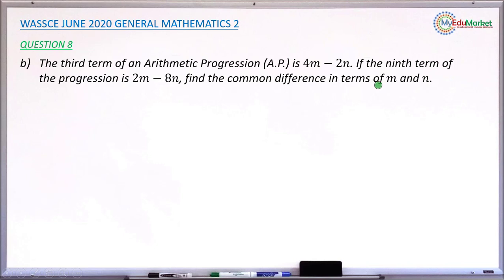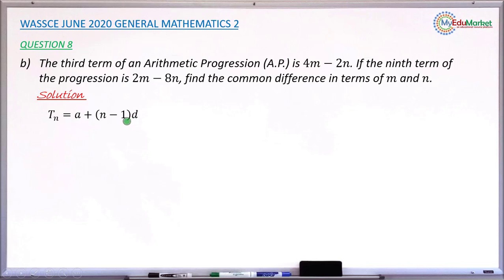That is, you are asked to find another expression representing the common difference of this AP, and that expression should be in terms of m and n. So let's attempt to answer this very question together. Solution to the problem. Term at any position in an AP, remember, is given by the formula Tn equals A plus open bracket n minus 1 close bracket multiplied by D, where A is the very first term, n is the number of terms, and D is the common difference.